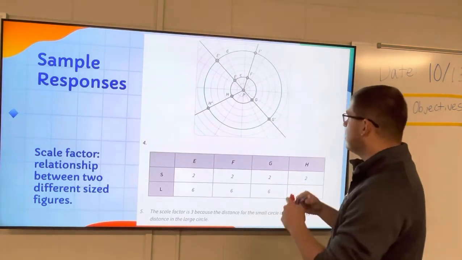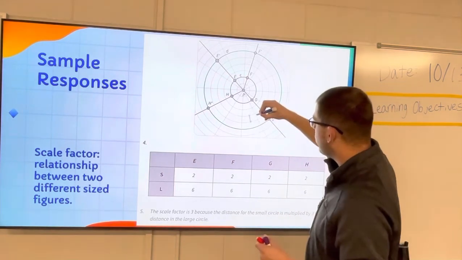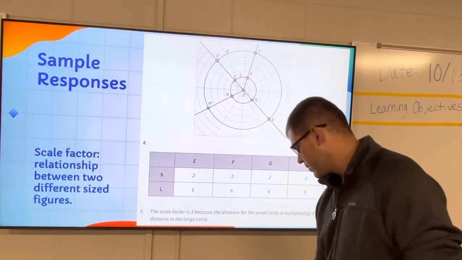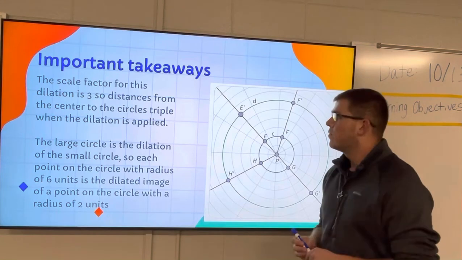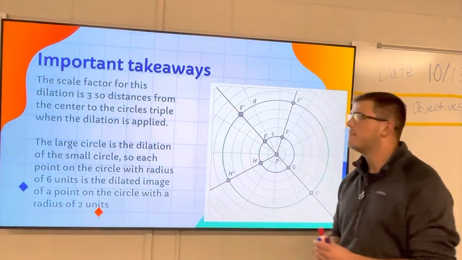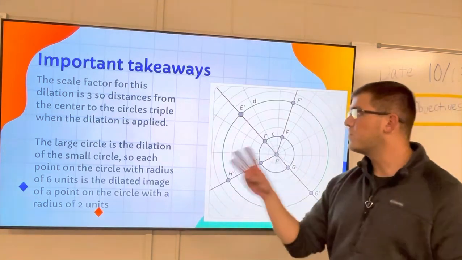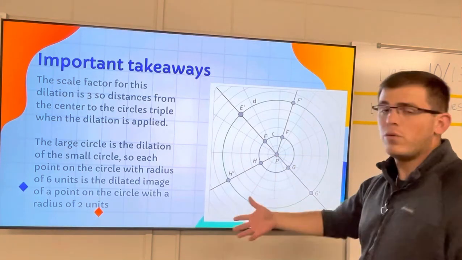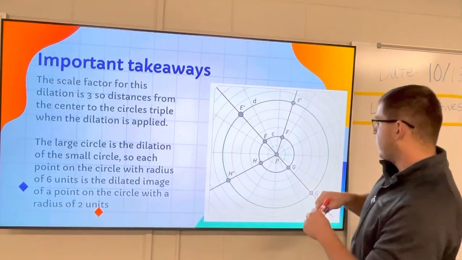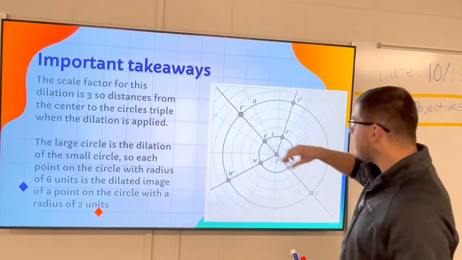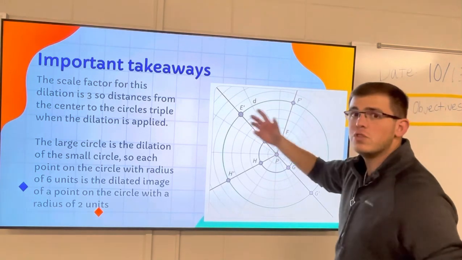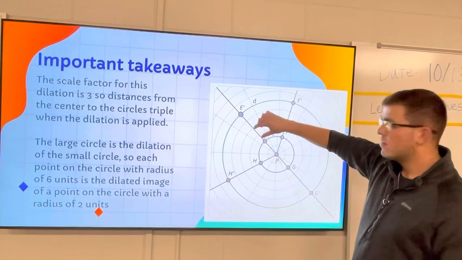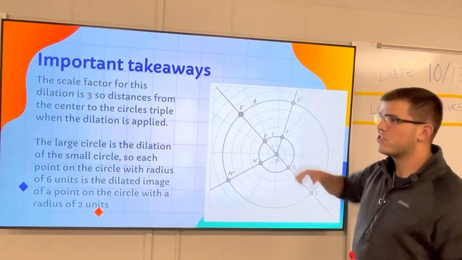When I say unit, I'm talking about the distance between circles on one of these rays. That's 1 unit away from that center of dilation. So here's your important takeaway from this activity. The scale factor of this dilation is 3. So the distances from the center of the circles triple when that dilation is applied. To get to this circle C, it's 2 units. If you triple 2, meaning multiply by 3, you get 6. So I had 1, double it, triple it. Now we're at circle D.